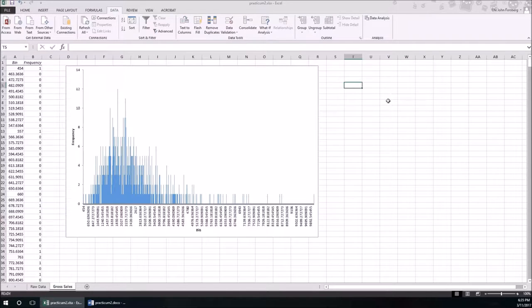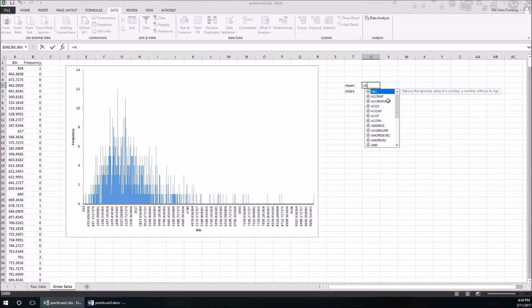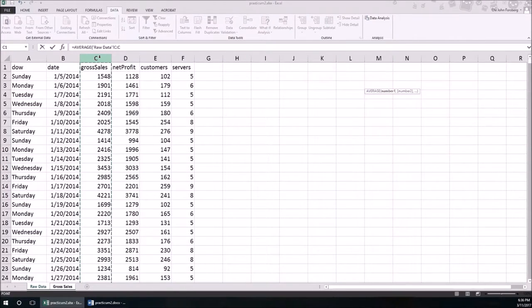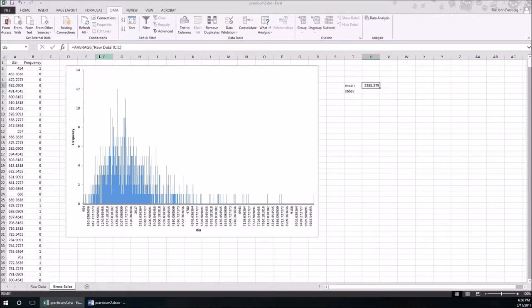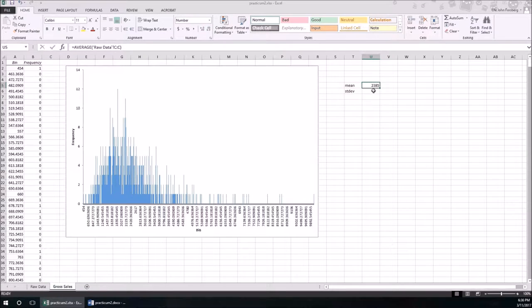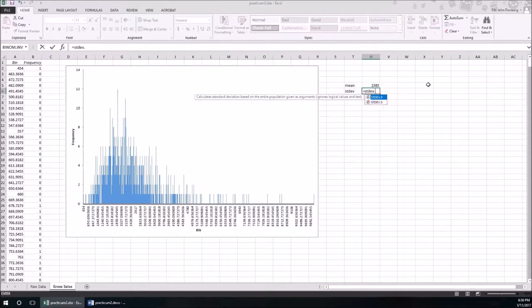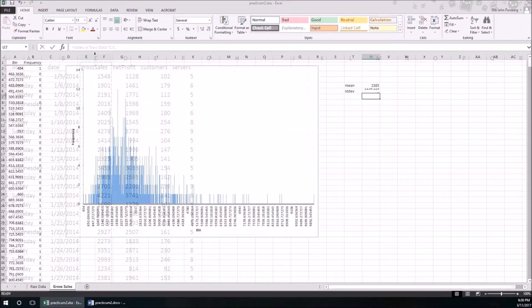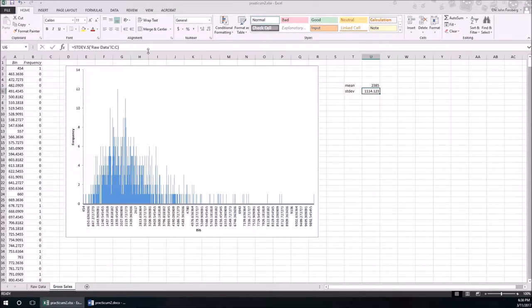Now the normal distribution has two parameters, the mean and the standard deviation. To calculate the mean, it's average, the average of those C's. So the mean is 238.379. Let's go ahead and just drop some of those off. And standard deviation, STDEV.S, because it's a sample. 1114, it's good enough. So gross sales are normally distributed, standard deviation of 1114.